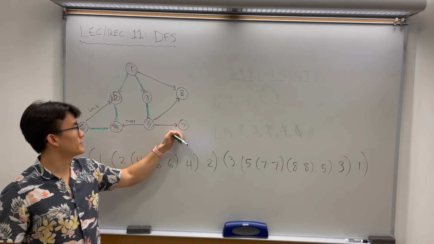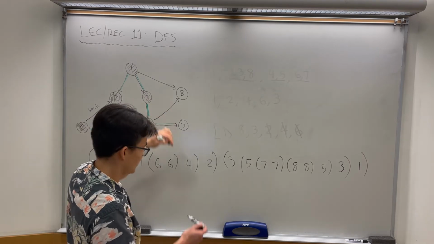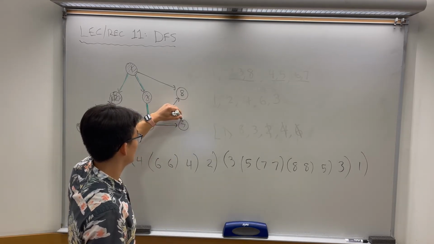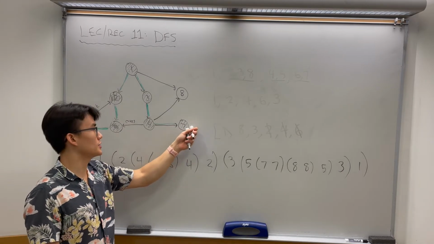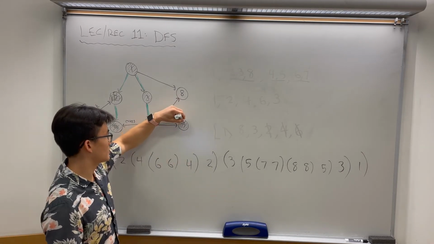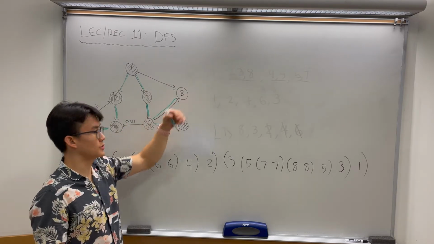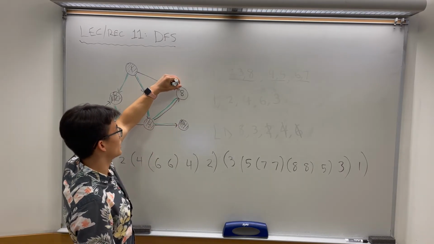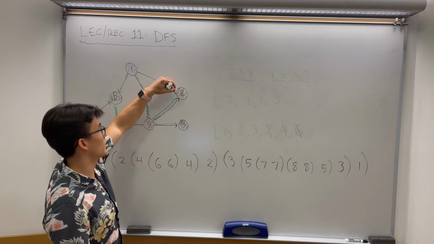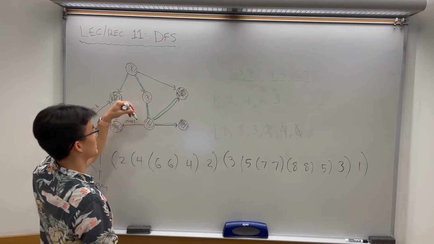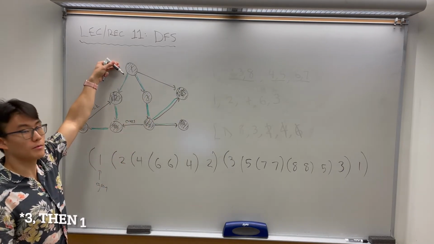Now we go to 5, 7, and 8, right? This is a tree edge. 7 becomes gray. And now we're at 7. 7 has no outgoing edges, so it's finished. Becomes black. And then now we go to 8. This is a tree edge because 8 is unexplored. Now we're at 8. 8 has no outgoing edges. So now it's finished. We go back to 5. 5 is now finished. Now we go back to 1.